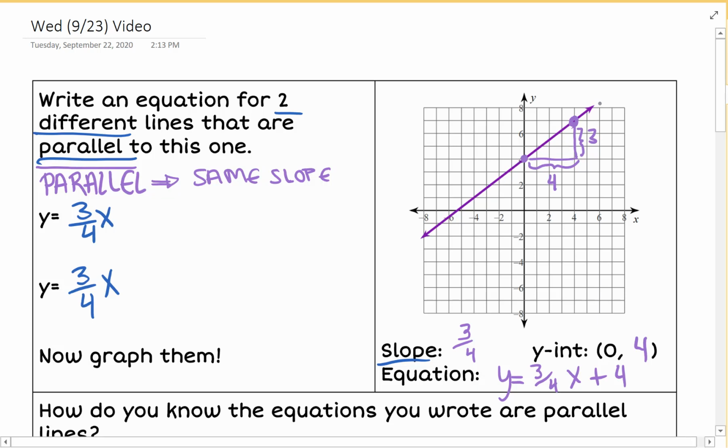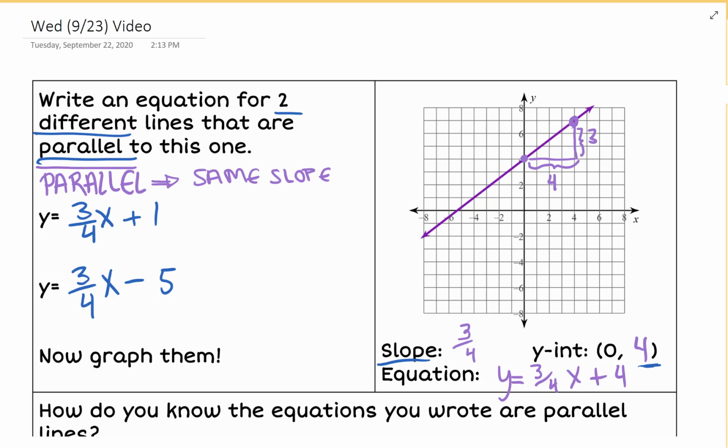Well, the one that is pictured has a y-intercept of 4. So as long as I don't put a y-intercept of 4 on either of my lines, I've written two different equations. So I'm going to say plus 1, minus 5. There are so many possibilities.